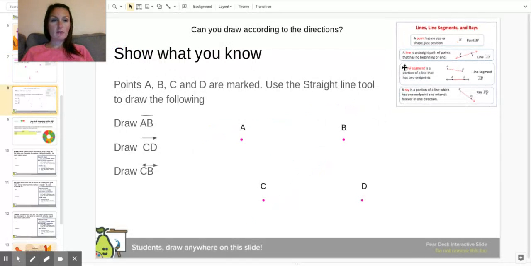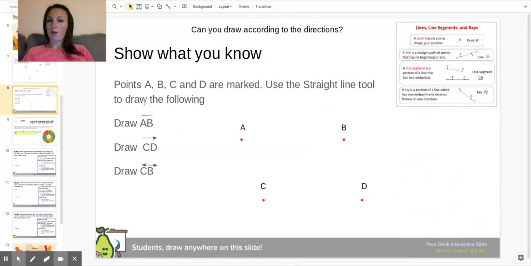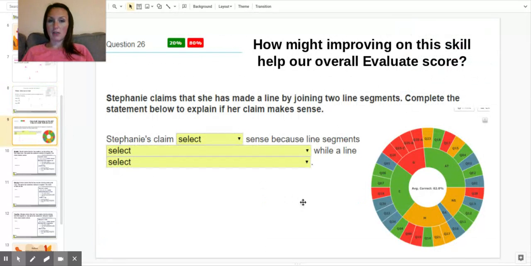So here I would like for you to do the same thing, but with these new points. So this line segment, this ray, and this line. Okay, so you can draw those here. And then we're going to be looking at how this looks on Evaluate, because they don't have you draw like I am having you do here. Instead, it looks something like this.